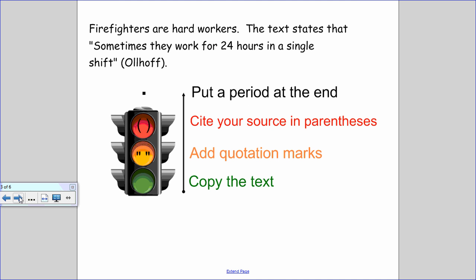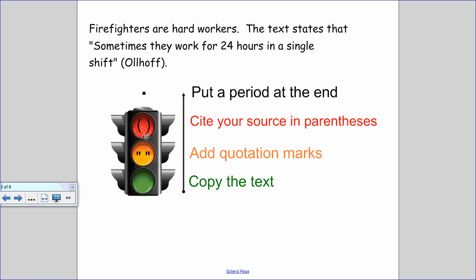Here's a way to remember it. I think of a stoplight. Green means go, yellow means we're slowing down, and red means stop. So when you cite something directly from the text, you're going to start with green. Go ahead and whatever you want to use from the text or the article that you read in your own writing, go ahead and just copy that down. But when you copy it down, then you need to use those quotation marks at the beginning and the end of the words that you copied.